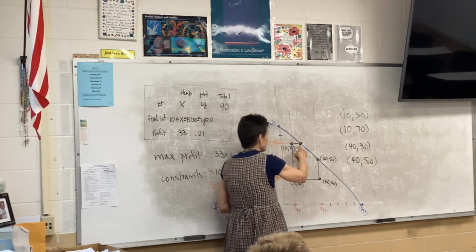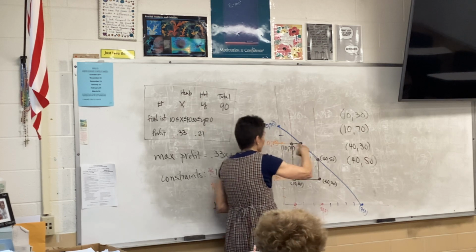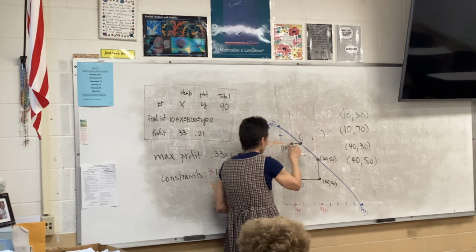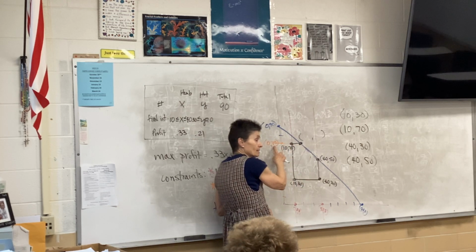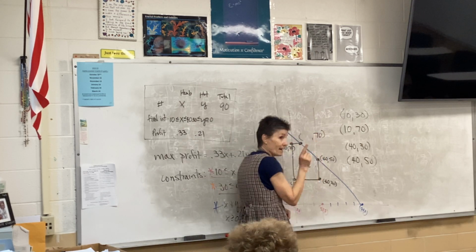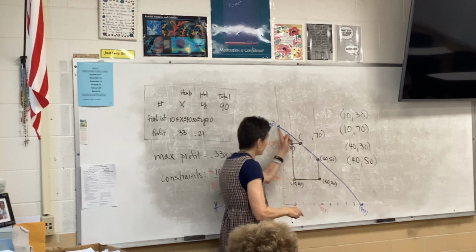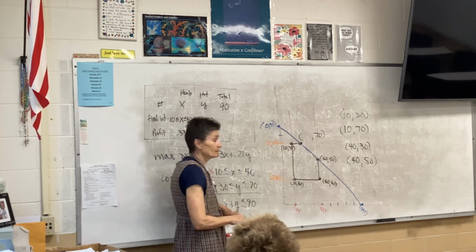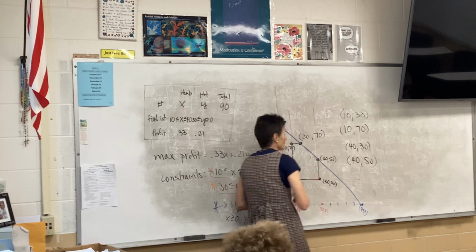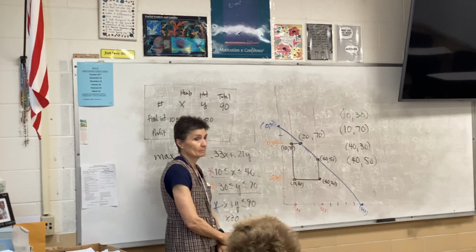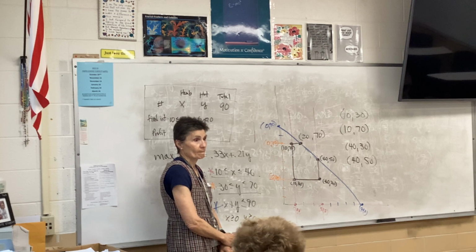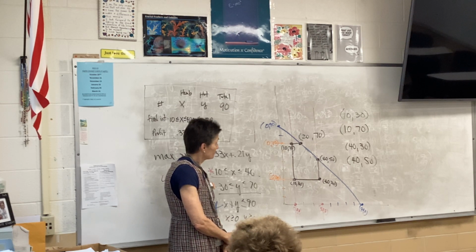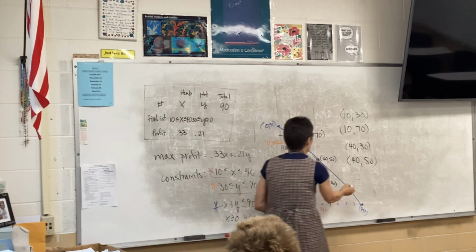And the only one left is this guy. What do we know about any point on this orange line? Any point on that orange line has a 70 for Y. But he's on the blue line, so he adds up to 90. So X must be 20. And that's all.